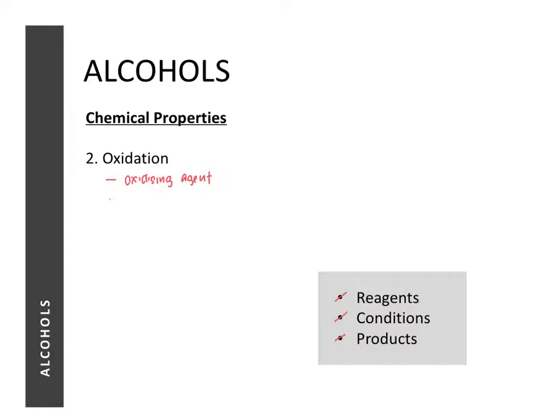Okay, one of them would be your acidified potassium manganate 7, which has the formula KMnO4. I hope when you're listening to this, when you're writing this out, immediately there's this image in your mind that you can recall that this is a dark purple, a very intense purple solution. Alright, in order to use acidified potassium manganate 7 to oxidize an alcohol, we need to warm it also. Okay, we need to warm it slightly. So these are the reagents and conditions.